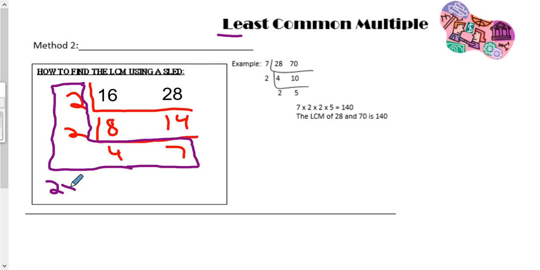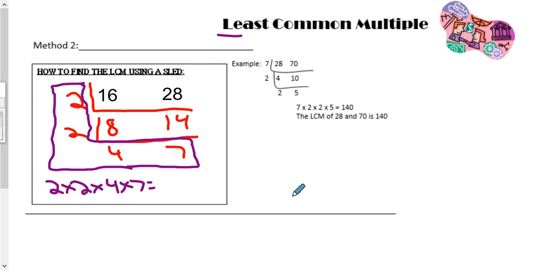So you have 2 times 2 times 4 times 7. Okay. And remember, the good news about it is it doesn't matter which way you multiply them. I can go just like that, 2 times 2 times 4 times 7. I can do 7 times 4 times 2 times 2. I can do all of those. It doesn't matter. You're all going to end up with the same answer.